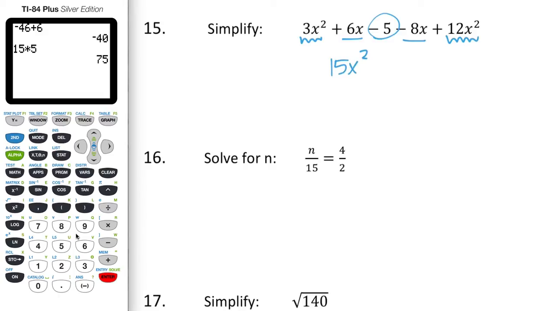Then we have 6x minus 8x. So we're going to have 6 minus 8, which is going to give us a negative 2x. So we've used all of the things with variables, and our last thing is just minus 5. Bring that down. That stays the same. So 15x squared minus 2x minus 5.